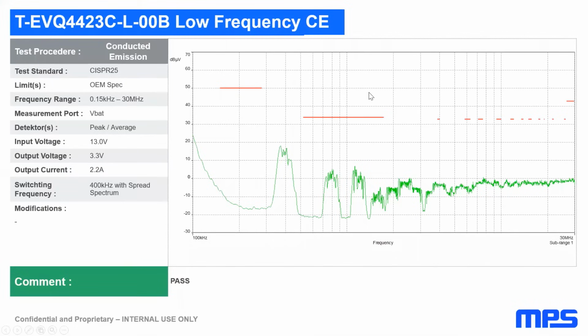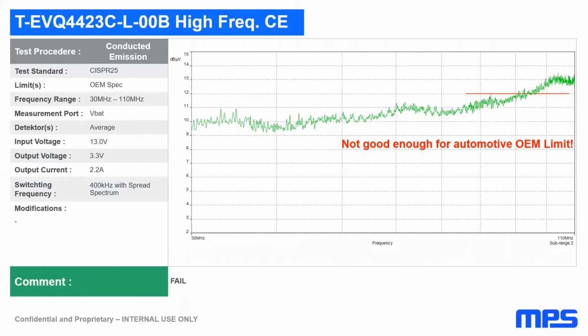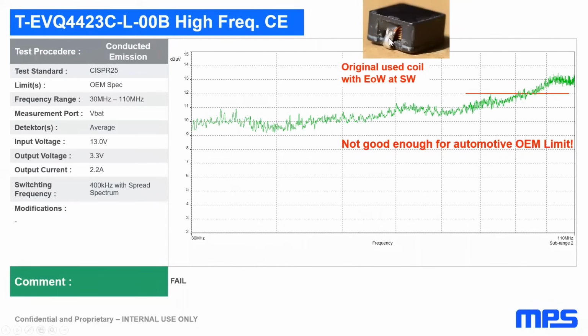The EMC conducted emission test result according to CISPR 25 using the automotive OEM limits: in the low frequency range, due to spread spectrum and the 2-stage filter, we see very low levels. So we have much headroom to the limits, which means we can reduce the size of the filter and the cost. In the high frequency range, 80, 90, 100 megahertz, this board cannot fulfill the automotive OEM limits as is, and this is mainly due to the wrong orientation of the inductor.